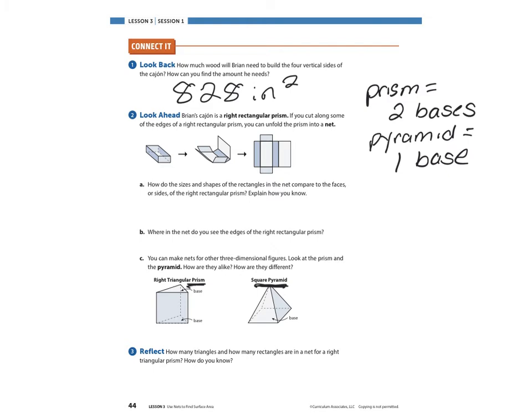Right rectangular prisms have right angles. If you cut along some of the edges of a right rectangular prism, you can unfold the prism into a net. This is our net. This is our flat shape. We could fold this back together to make our box.